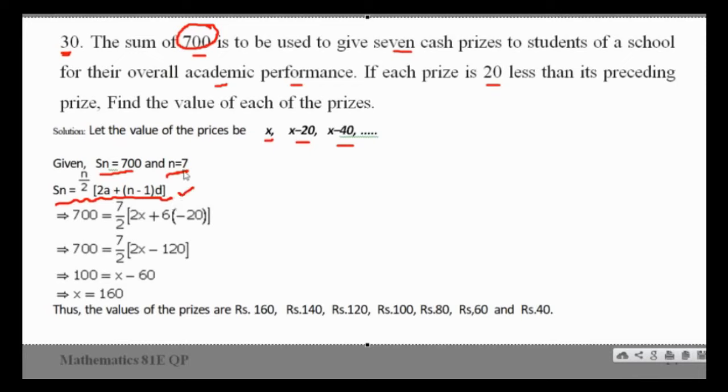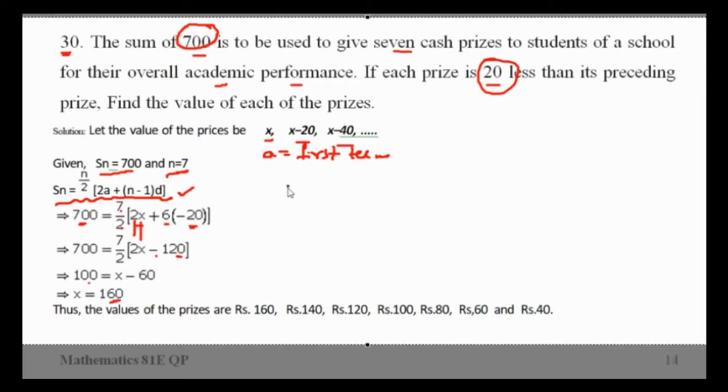So this is the formula. We have to be familiar with the formulas. Sn is 700, n by 2 means 7 by 2, and 2a, where a is the first term in the arithmetic progression. So I'm replacing a with x. So 2 into x plus n minus 1, which is 7 minus 1 is 6, and the difference will always be minus 20 because each prize differs by 20 rupees. 700 is equal to 7 by 2 into 2x, plus 6 into minus 20, which is minus 120. So we do the calculations and the x value becomes 160 rupees.